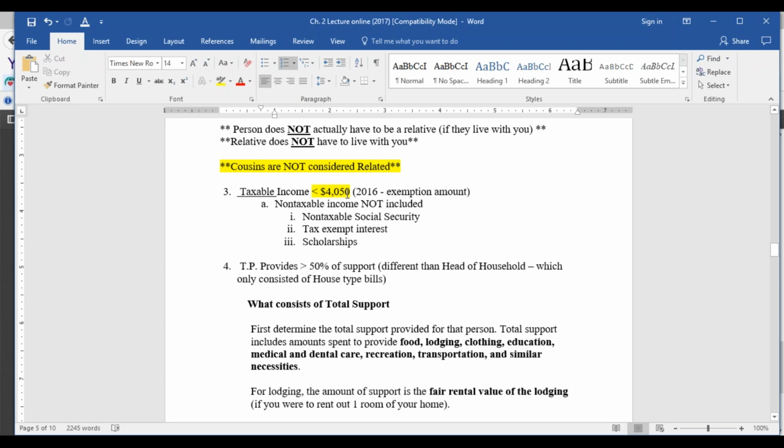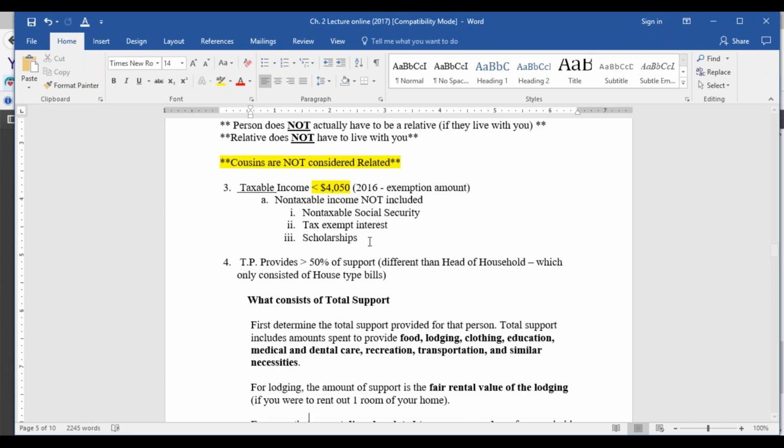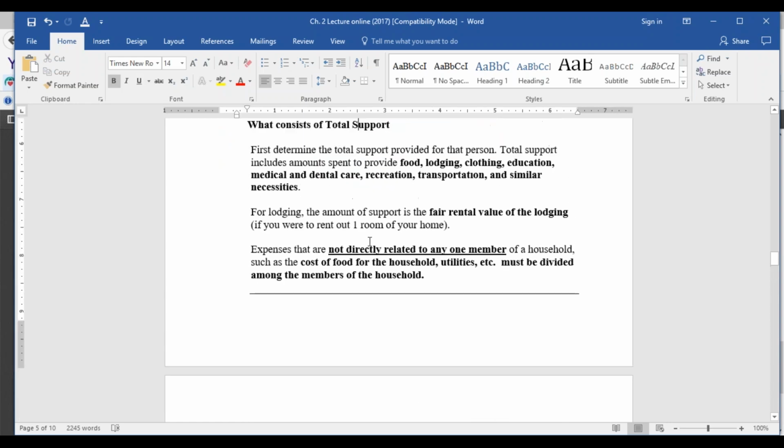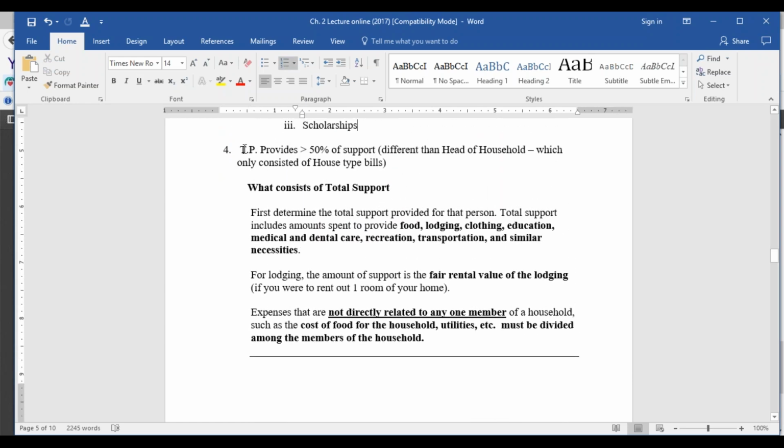So taxable income, remember this is taxable income, $4,050. That's not a lot, but there are some things they could still get money for, live off of, and it's not counted as part of this taxable income. If they happen to get tax exempt interest, Social Security, scholarships, or refunds on scholarships, those would still be money they could get, and it's not considered taxable income. And the final requirement here, like with the child, is that the taxpayer provides over 50% of their support.